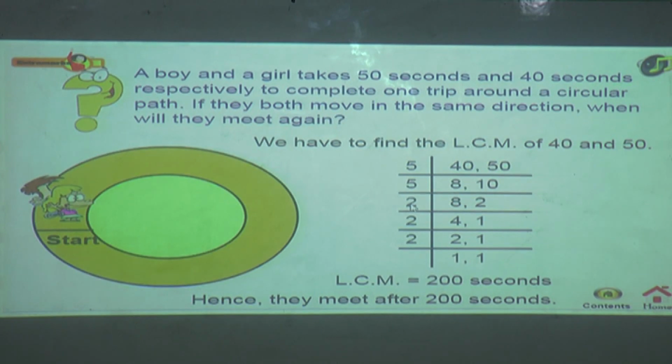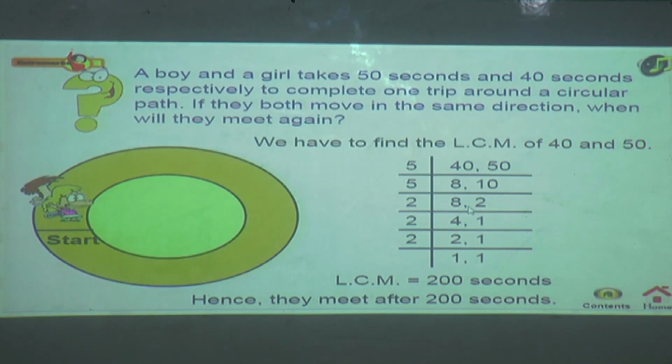Now 8 and 2 are divisible by 2, so let us take 2. 2 4s are 8 and 2 1s are 2. Again we divide by 2. 2 2s are 4, and 1 as it is. We still have to divide, so it is divisible by 2 again. 2 1s are 2 and 1 as it is. Now we got 1 at last.